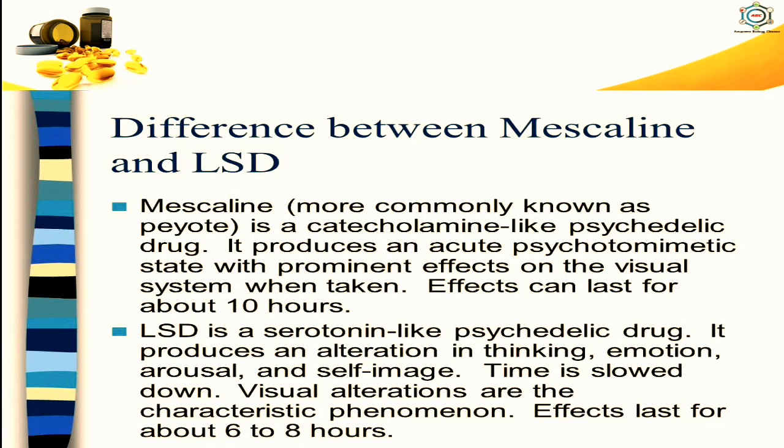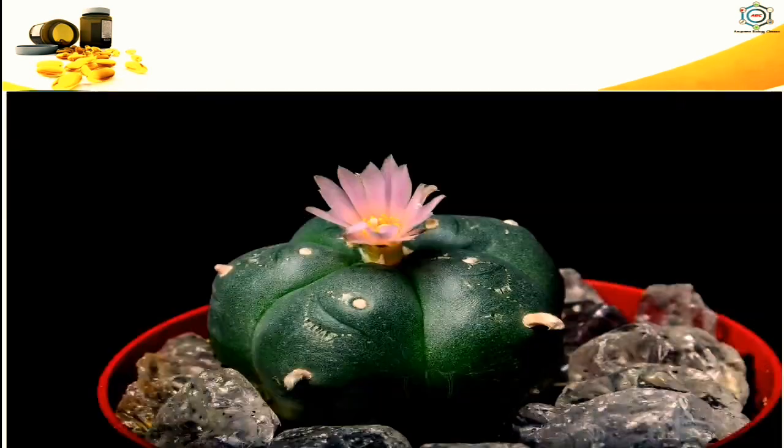Now, what are the differences between mescaline and LSD? Mescaline is a catecholamine-like psychedelic drug. It produces an acute psychotomimetic state with prominent effects on the visual system when taken. Effects can last for about 10 hours. LSD is a serotonin-like psychedelic drug. It produces alterations in thinking, emotions, arousal, and self-image. Time is slowed down. Visual alterations or the characteristic phenomena effects last for about 6 to 8 hours.